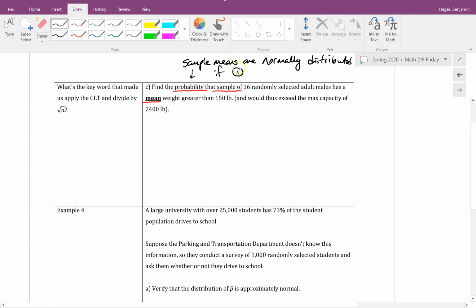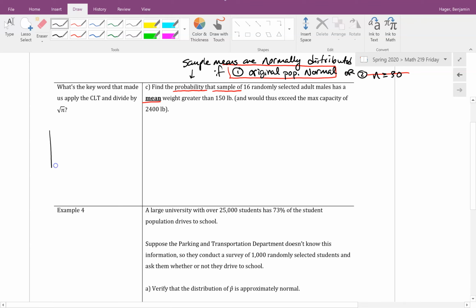if one of two things: one, the original population was normal, or two, if your sample size is greater than or equal to 30. Well, here my sample size is 16, so option 2 is not good for me. But we do know, or we were told, that the original population was normal. Remember, the weights of adult males is normally distributed. It says on the table on the previous page.